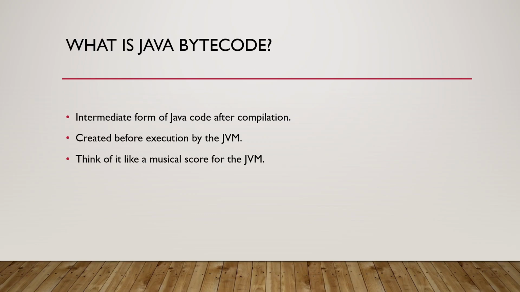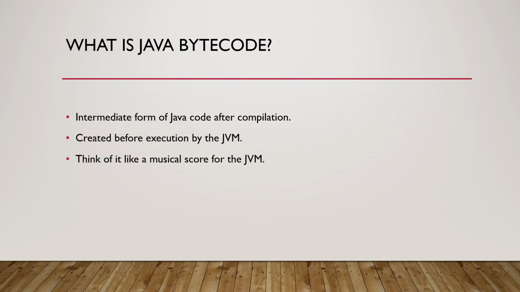Java bytecode is the intermediate form of your Java code. It's what the Java compiler generates after compiling your .java files. So you don't directly run Java source code. The JVM runs the bytecode instead.